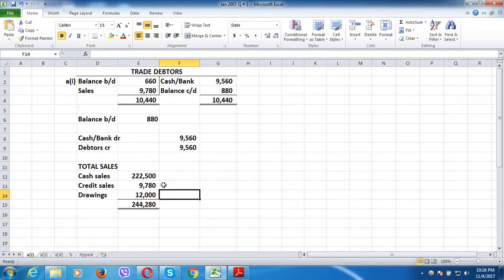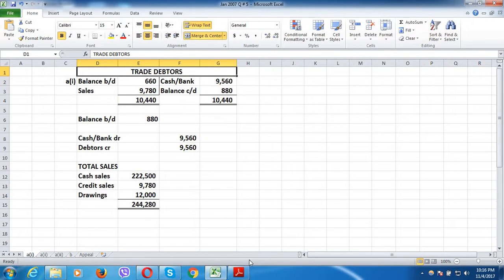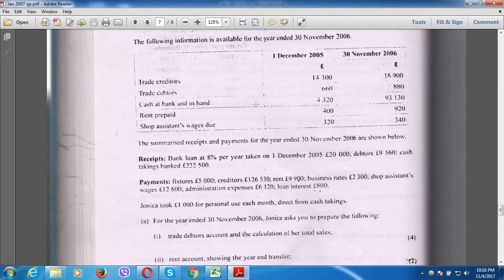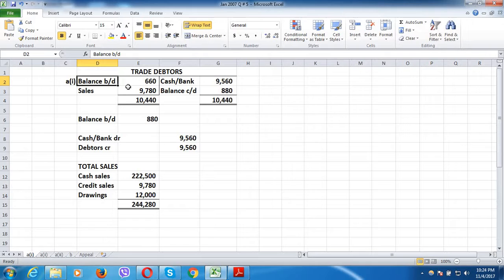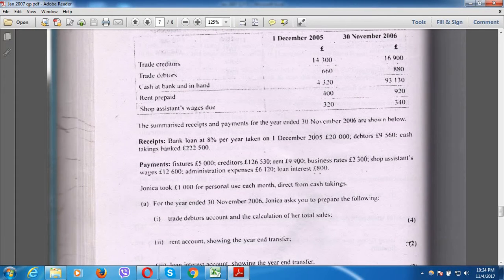Let us start solving the question. A. Number 1. It was told to prepare trade debtors account and the calculation of her total sales. Trade debtors account. In the question, trade debtors opening balance and closing balance was given. The opening balance of trade debtors account always stays on the debit side and the closing balance on the credit side. So that's why I have brought down the opening balance on the debit side 660 and on the credit side 880.